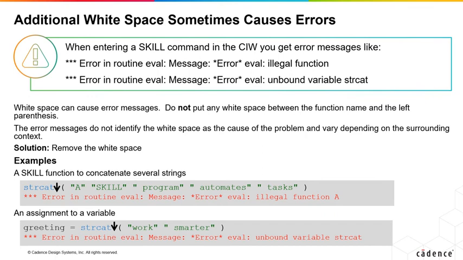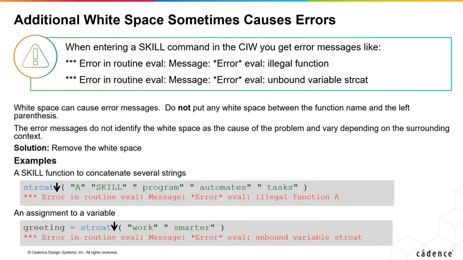Here we want to provide a little bit of a warning about white space. In skill, white space in the wrong place can cause error messages. One guideline here is do not put any white space between the function name and the left parenthesis. The error messages do not identify the white space as the cause of the problem. You'll get something related to that which you'll have to interpret, as we'll look at shortly. And it can vary depending on the surrounding context of the code as to what error message you actually get.